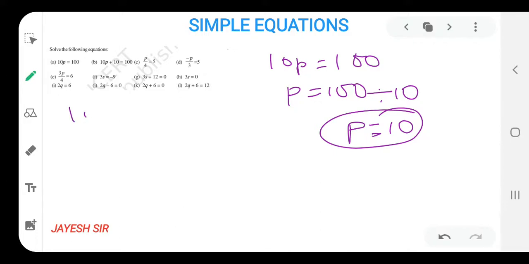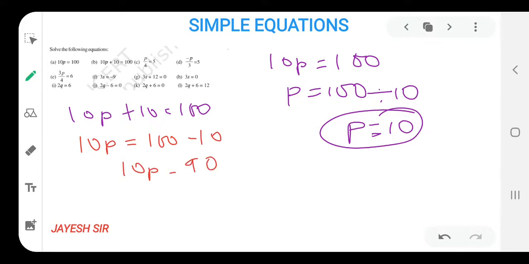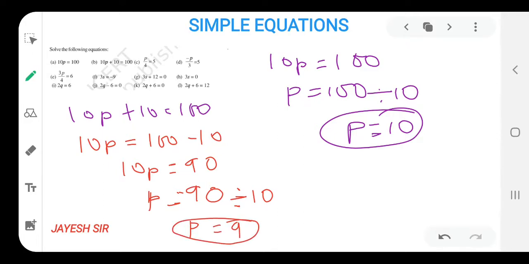So let us begin with the next sum, that is 10p plus 10 equals 100. Now 10p as it is, plus 10 after going to that side will become minus 10. So the value I am obtaining over here is 10p equals 90. Now the value of p would be 90. P is in multiplication. After going to this side it will become division. 90 divided by 10. So the value for p we are obtaining over here is 9. I hope you all might be getting it.